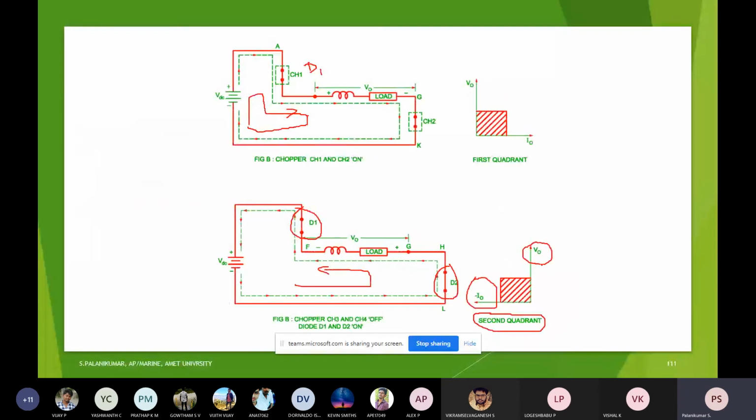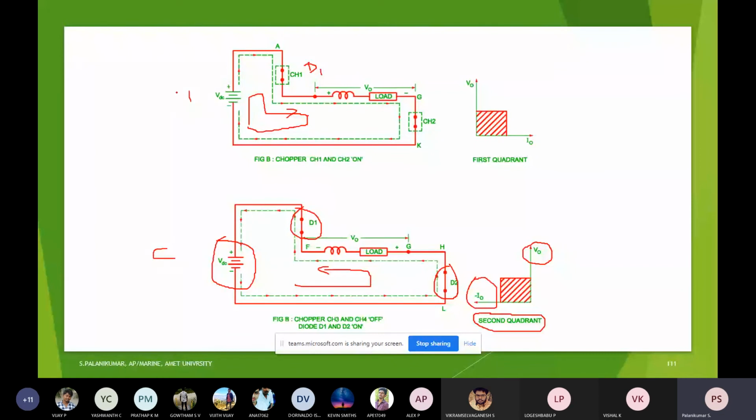Forward regeneration: the motor is rotating in the same forward direction, but the current takes the reverse direction. Because of that, it acts as a generator. So my battery will be getting charged. Charging here, discharging there.